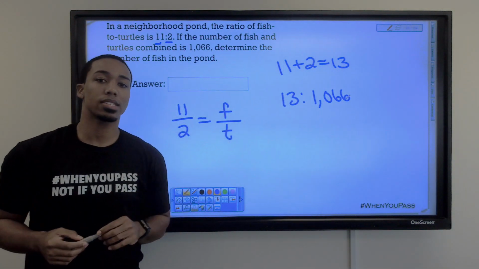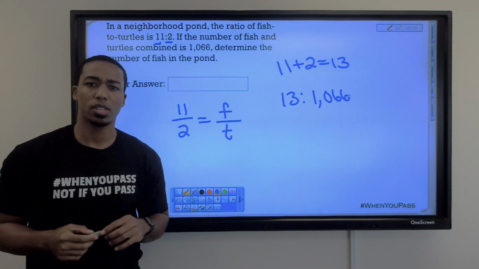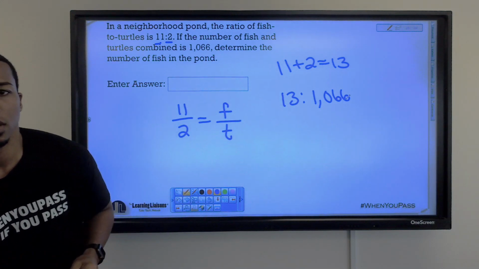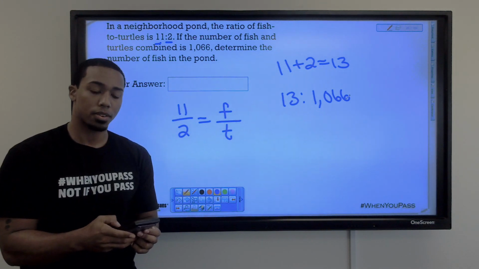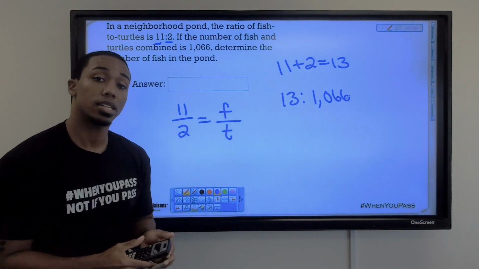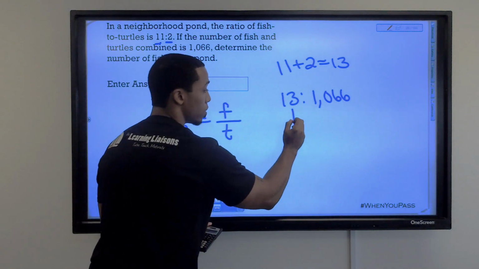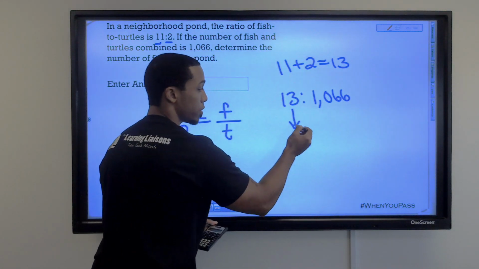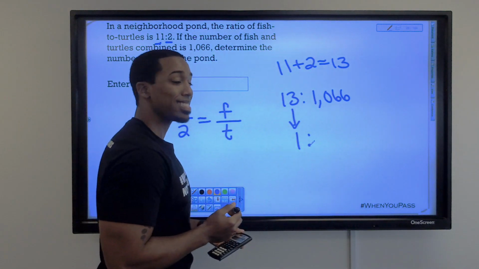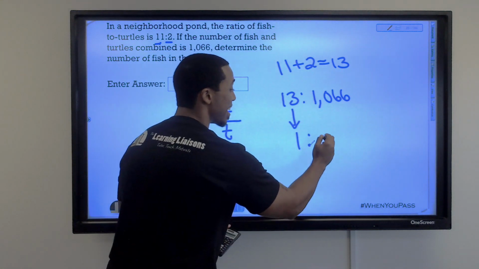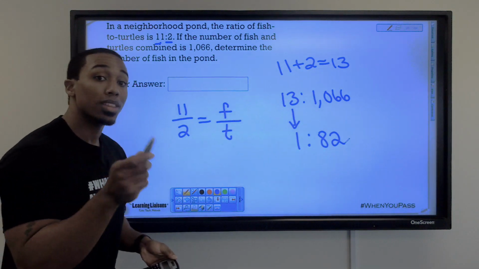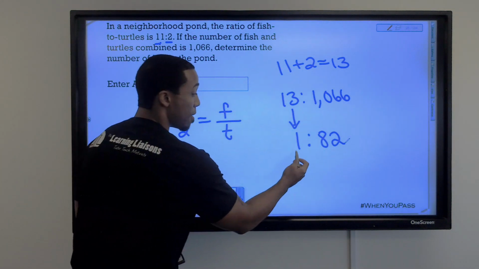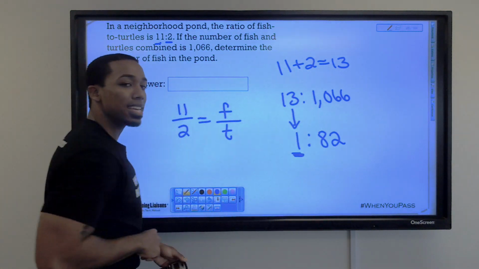So, is 1,066 divisible by 13? Can we reduce this? Let's check it out. 1,066 divided by 13. And it does. It's 82. 13 divided by 13 is 1, and 1,066 divided by 13 is 82. All right? So what that means is that every 1 represents 82.